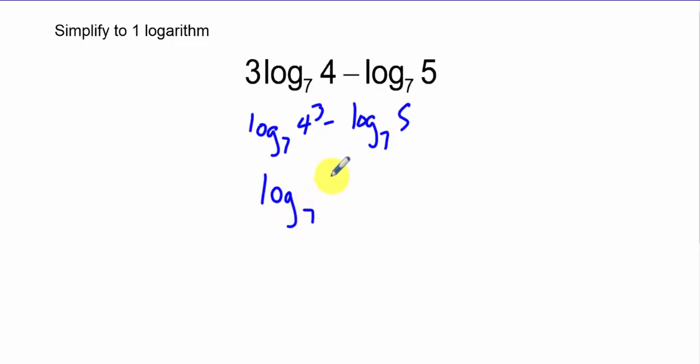Now in this case, if I were to see this as a subtraction and bring the 5 down first and then bring the 3 up, the power of 3 would be both to the 4 and the 5, which isn't necessarily the case. It's just to the first guy. So what I'm going to do is say that's the log base 7 of 4 cubed minus log base 7 of 5, and thus the log base 7 of 4 cubed over 5, or the log base 7 of 64/5.